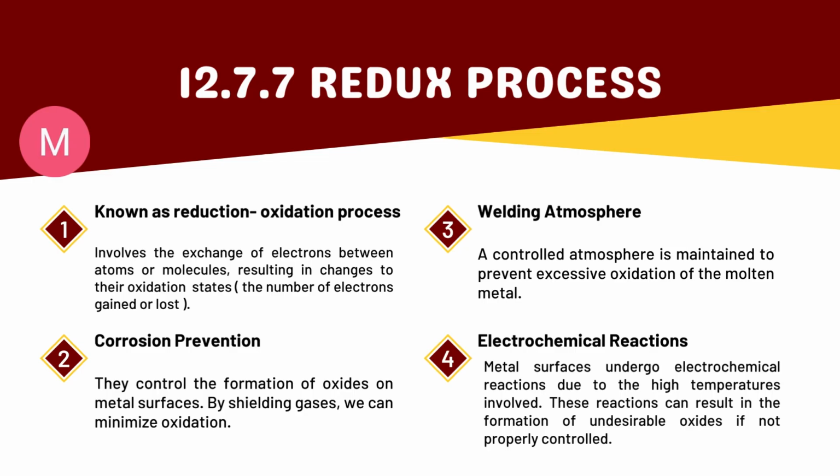Okay, next for the reduction process. It is also known as the reduction oxidation process. It involves the exchange of electrons between atoms or molecules, resulting in changes to the oxidation states. And second, corrosion prevention. They control the formation of oxides on metal surfaces. By shielding gases, we can minimize oxidation.